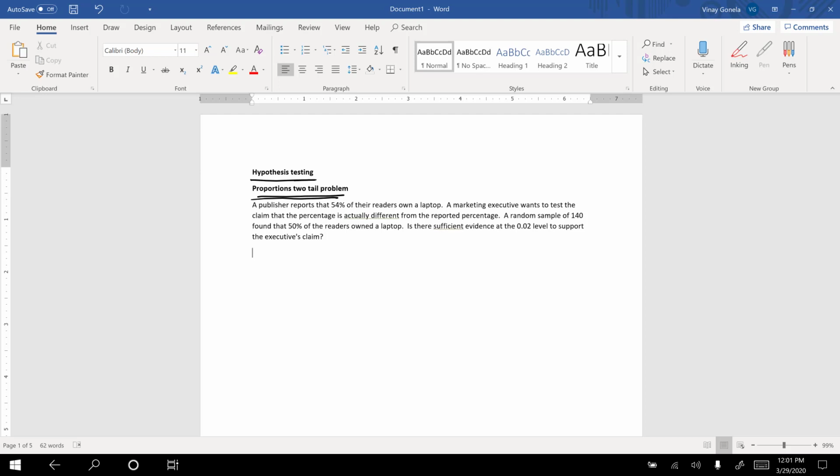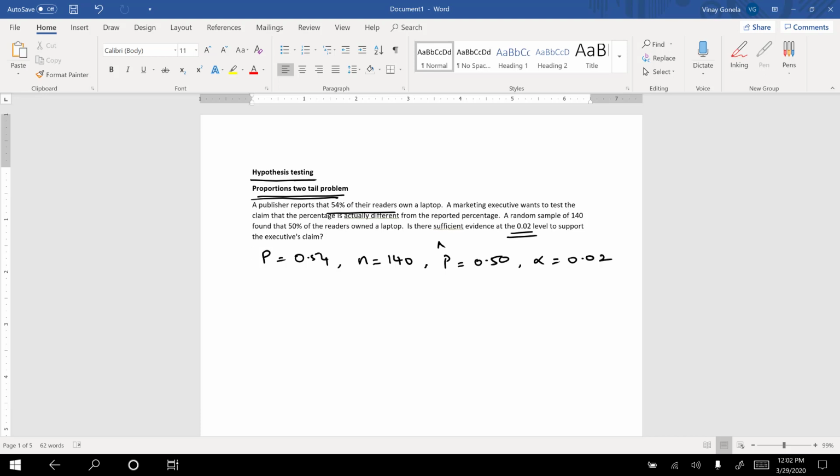So here the publisher reports 54% of the readers own a laptop. So this is population proportion. The population proportion is given as 54%, which is 0.54, and then a random sample of 140. So our sample size is 140 and the sample proportion p hat is 50%, which is 0.50, and our alpha significance level is given as 0.02. So this is what is given.